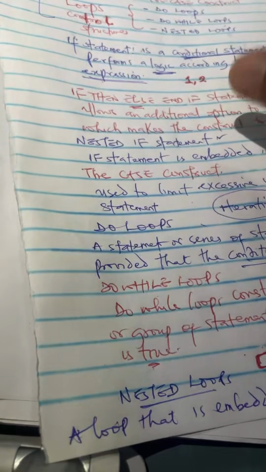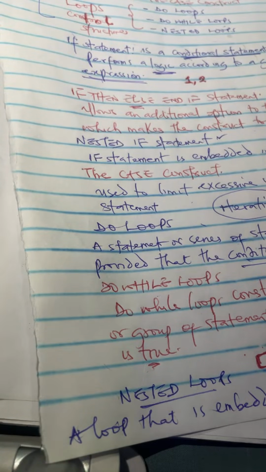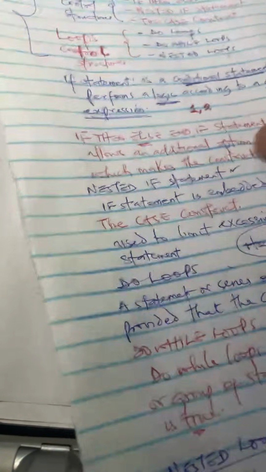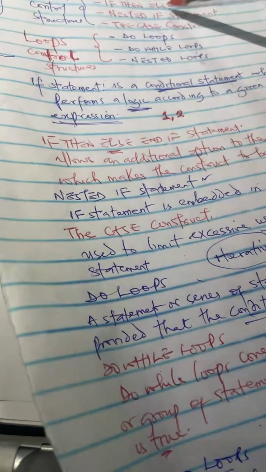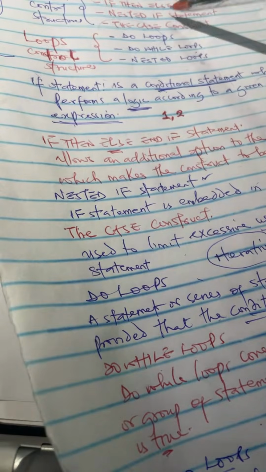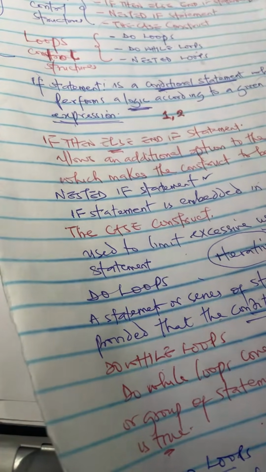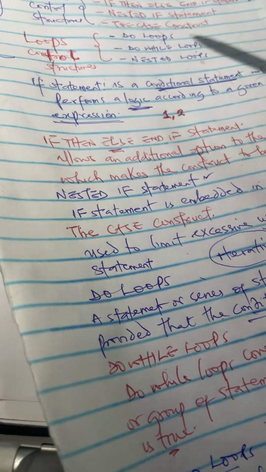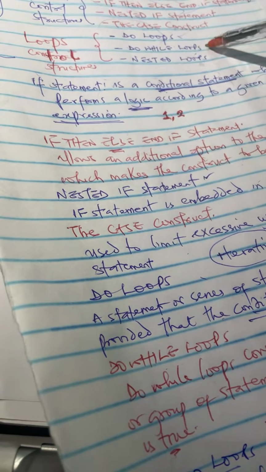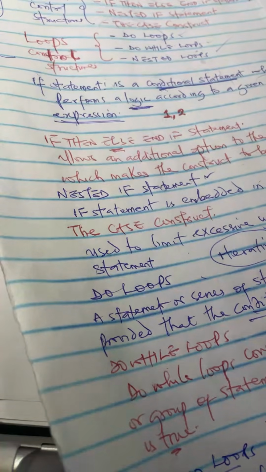In the next live video that will begin shortly, we'll look at examples of programs for each of these control structures. We'll be looking at examples of programs for the if statement, how the if-then-else statement looks, how the nested if statement is run, how the case construct is run. We'll look at do loops, do-while loops, and the nested loop.